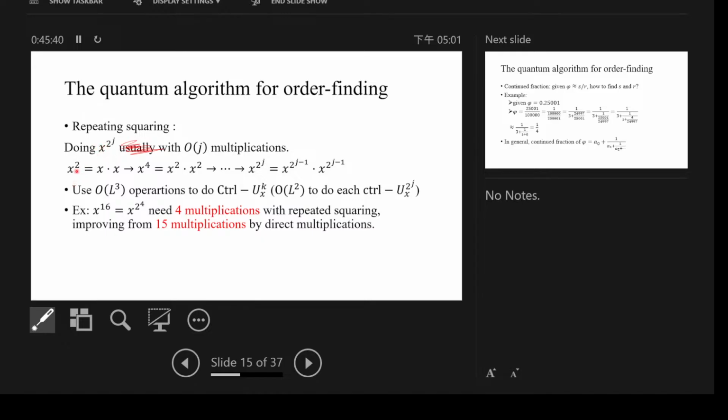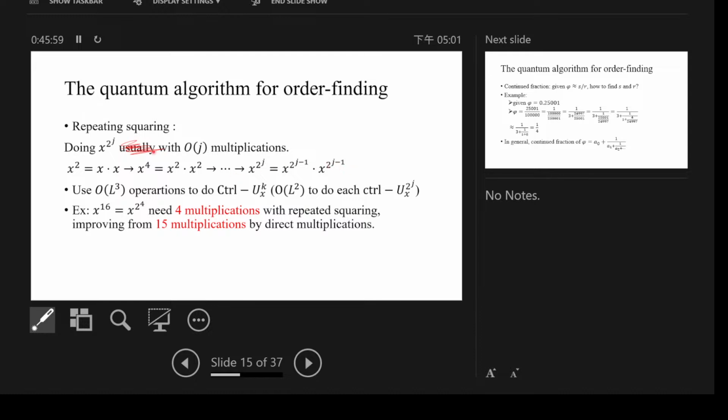Say x squared equals x times x, and when you do x to the 4, you don't need to multiply x 4 times. You can do x squared multiplied by x squared. And all the way to x to the 2 to the j is x to the 2 to the j minus 1 times x to the 2 to the j minus 1.